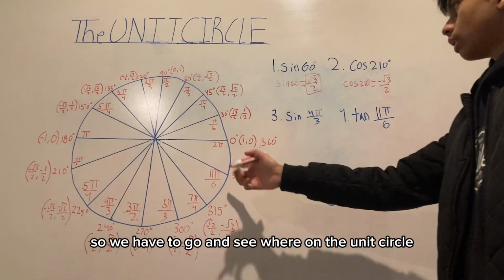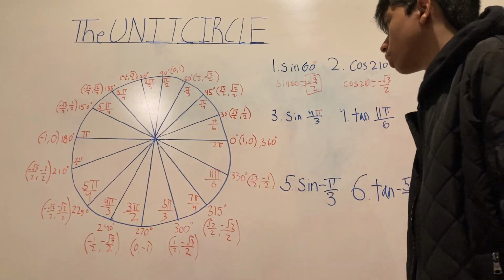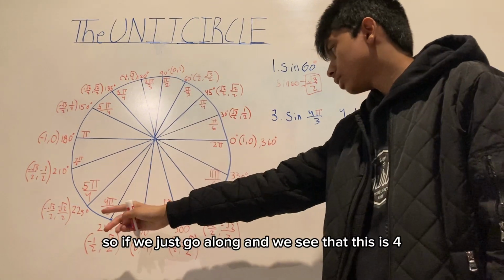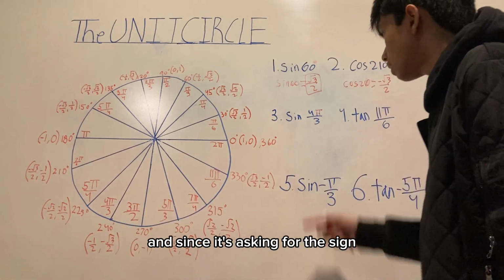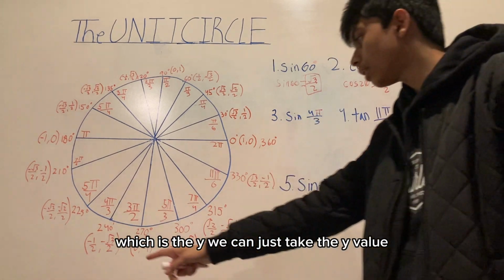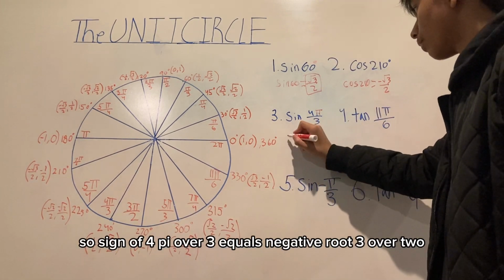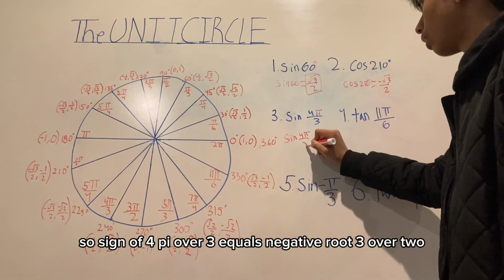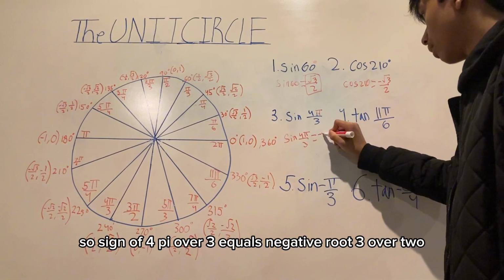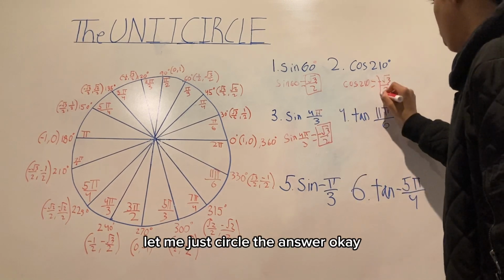So we have to go and see where on the unit circle it shows 4 pi over 3. If we just go along, we see that this is 4 pi over 3, which is the same thing as 240 degrees. And since it's asking for the sine, which is the y, we can just take the y value, which is negative root 3 over 2. So sine of 4 pi over 3 equals negative root 3 over 2. Let me just circle the answer.